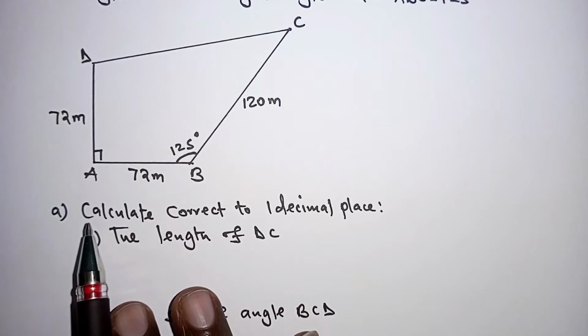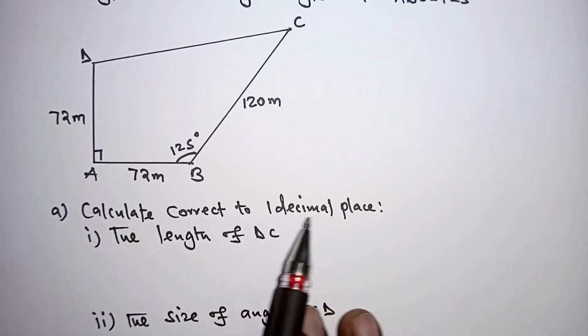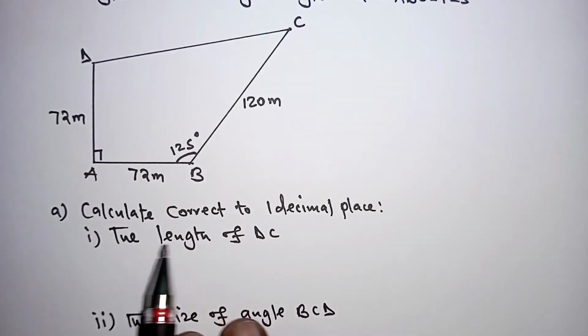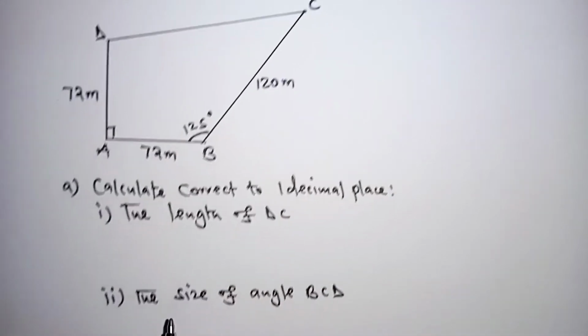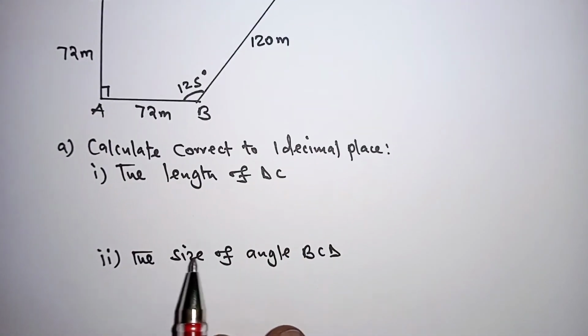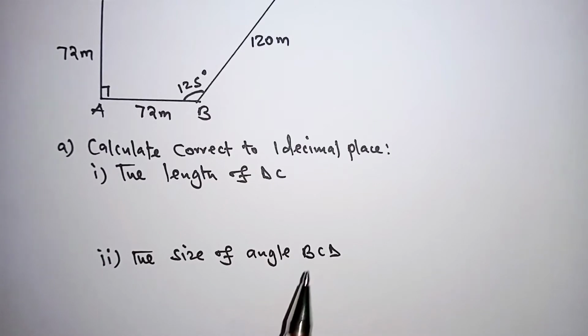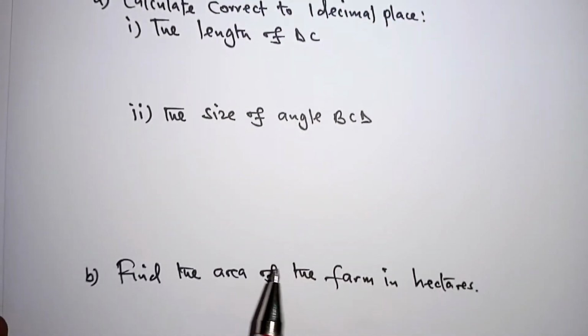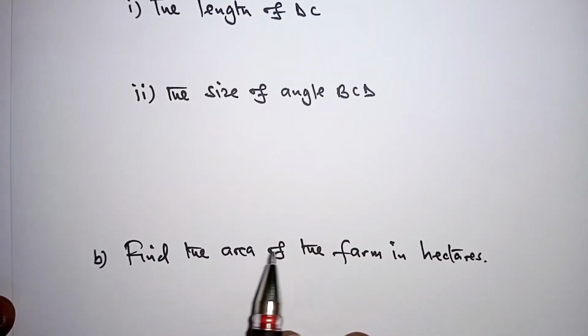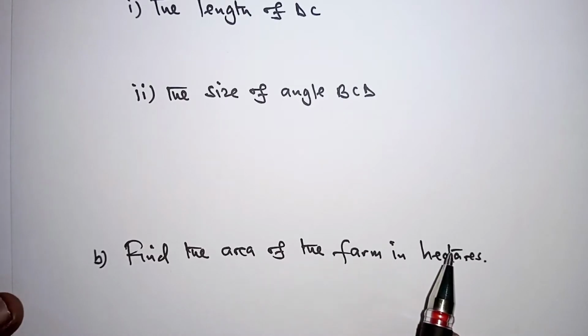Then part A of the question: calculate, correct to one decimal place, the length of DC for Roman 1, then Roman 2, the size of angle BCD, and finally for part B, find the area of the farm in hectares.